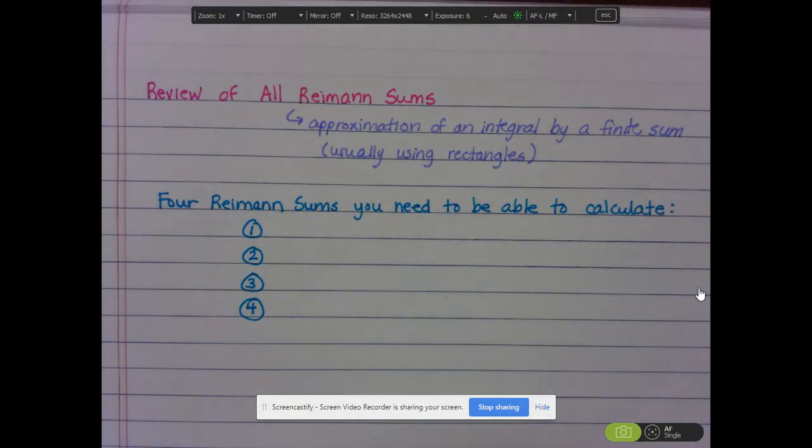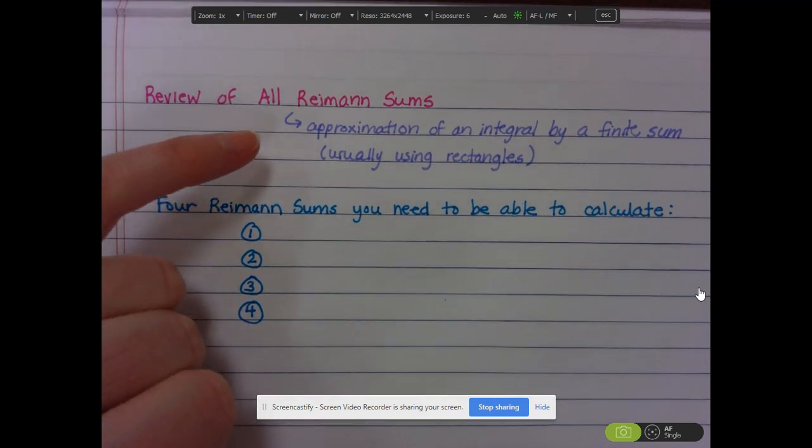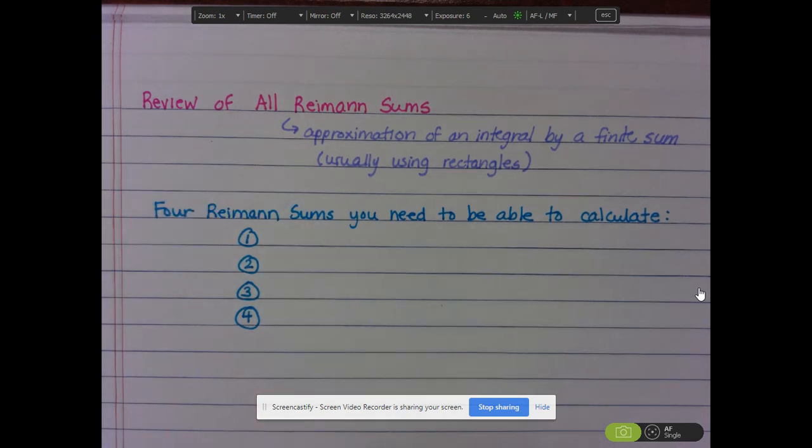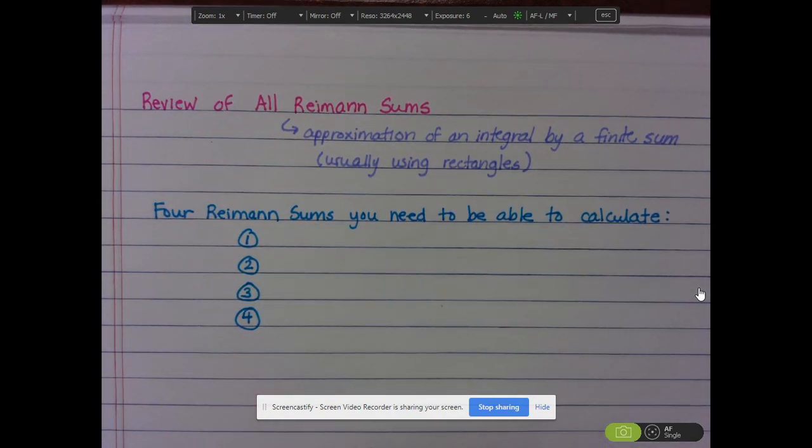Okay, welcome back. So just a quick little summary and review of all the Riemann sums. I feel like we've been spending so much time on this because of just the disjointedness of the days. But remember that a Riemann sum is just nothing more than an approximation of an integral, because now we know that these sums are actually integrals, by some sort of finite sum, and we usually use rectangles.